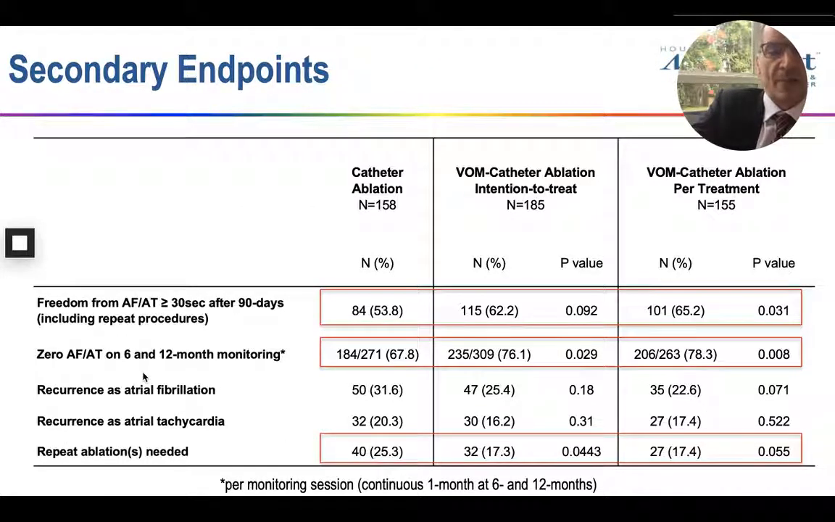Secondary endpoints: freedom from AFib after repeat procedures was 53% in the catheter ablation group versus 62% in the intention-to-treat VOM and 65% in the catheter ablation VOM per-treatment group. The number of patients that had zero AFib on monitoring was 67% in the catheter ablation group versus 76% in the VOM intention-to-treat and 78% in the VOM as-treated group. There was a reduction in the number of repeat procedures required. 25% of the patients required repeat procedures in the control group versus 17% in the VOM group.